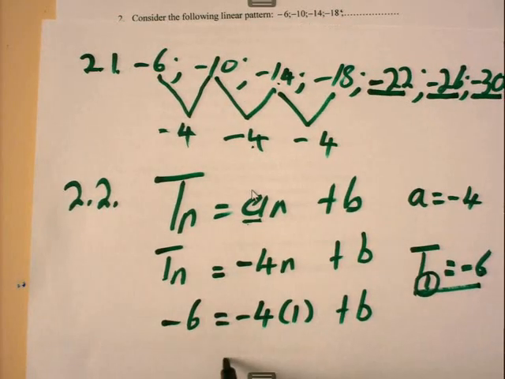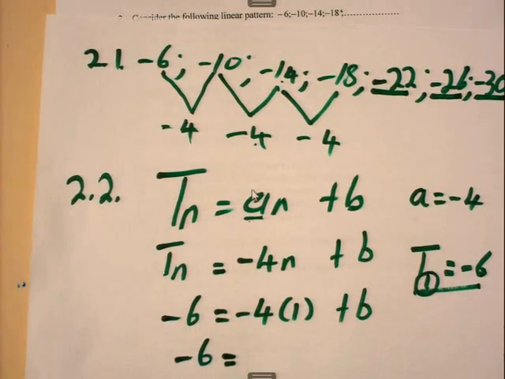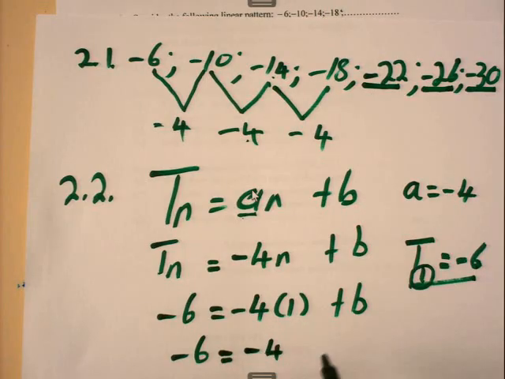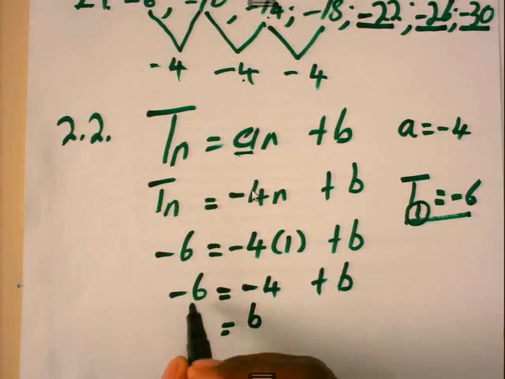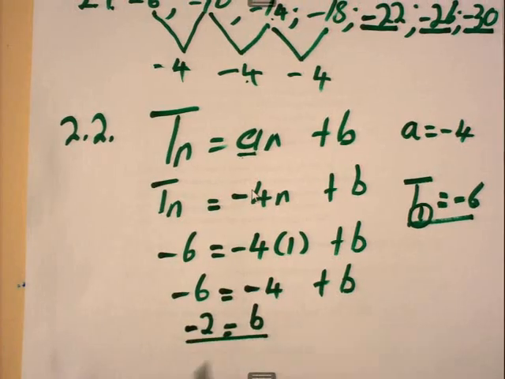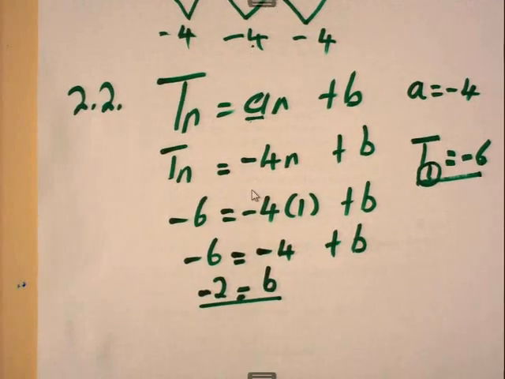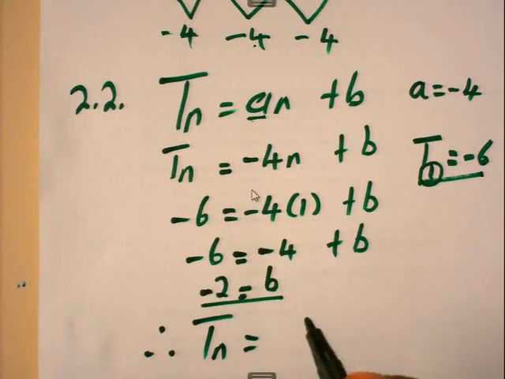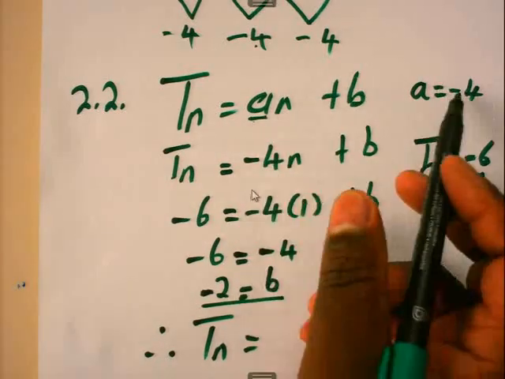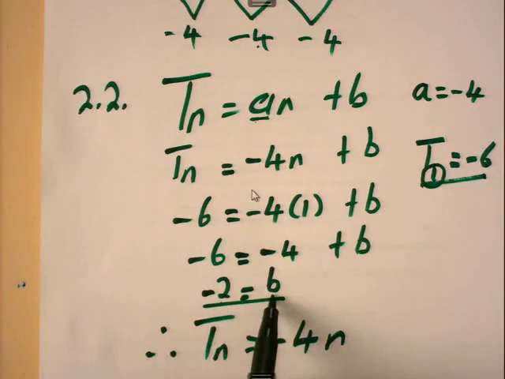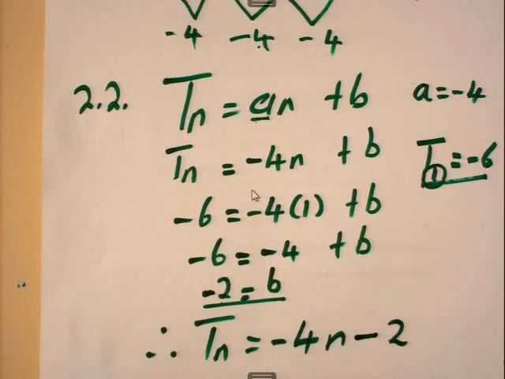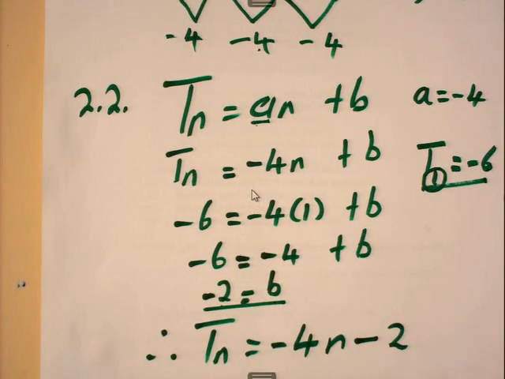Now we can work it out nicely. -6 equals -4 multiplied by 1, which is -4, plus b. Let's determine the value of b. Therefore b is equal to -6 plus 4, which gives -2. Now you can write down the nth term. It is an plus b, where a is -4 and b is -2. Our nth term is equal to -4n minus 2. I hope you also managed to get it right.